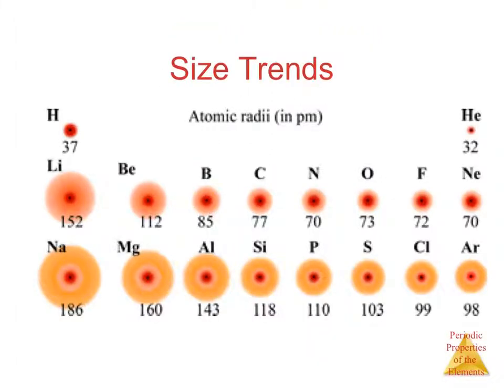All right, so let's just take a look. Here are the trends with size. So think about what you can see in those trends. What would you say? All right, so let's talk about this. We see a trend where as we go down a group, we increase in size. And we see a general trend as we go across, we decrease in size. So let's talk about why that is.